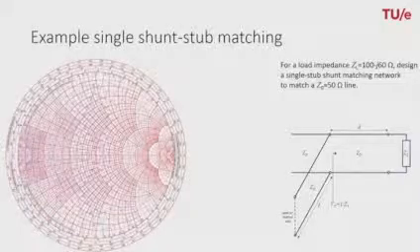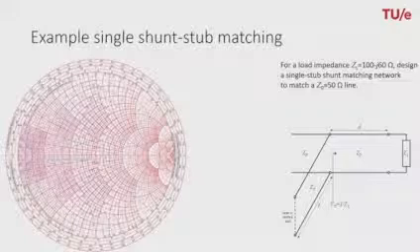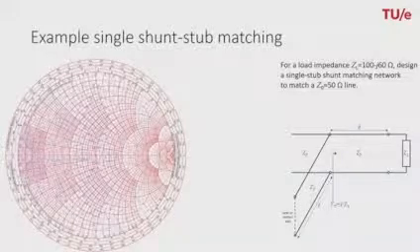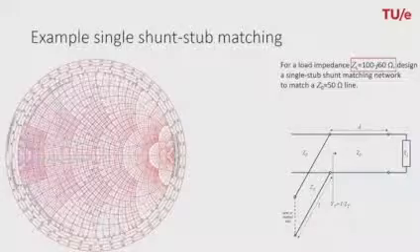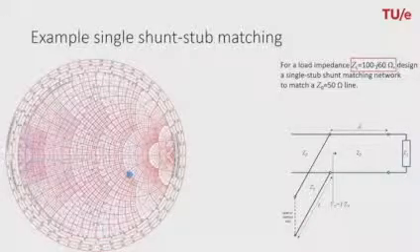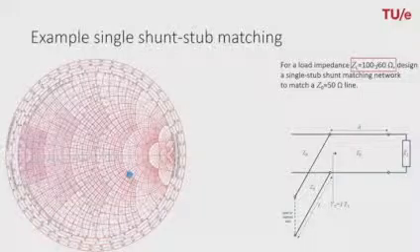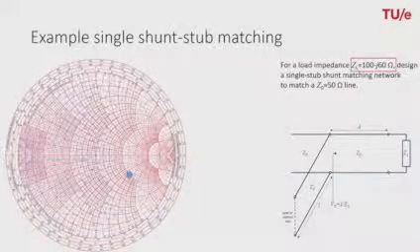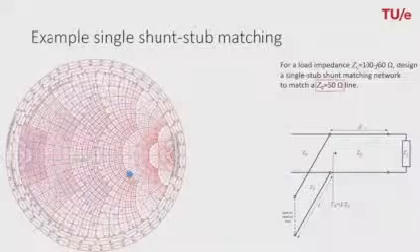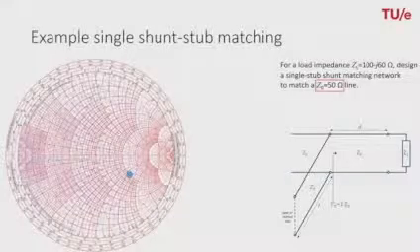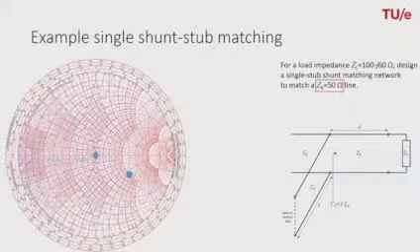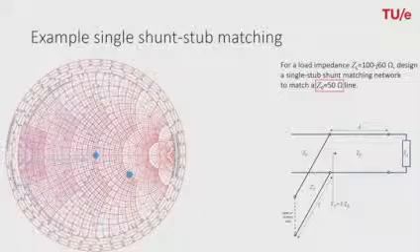The example that we have at hand is the following. We have a load impedance, which is complex in this case. So we have 100 minus j60 ohm. And this point in the Smith chart is located over here. Next to that, we want to match this complex load to a transmission line with a characteristic impedance of 50 ohm. And that's the middle of the Smith chart. That's the point shown over here.